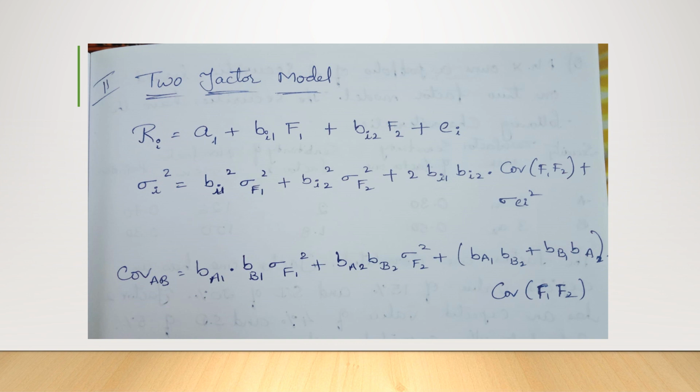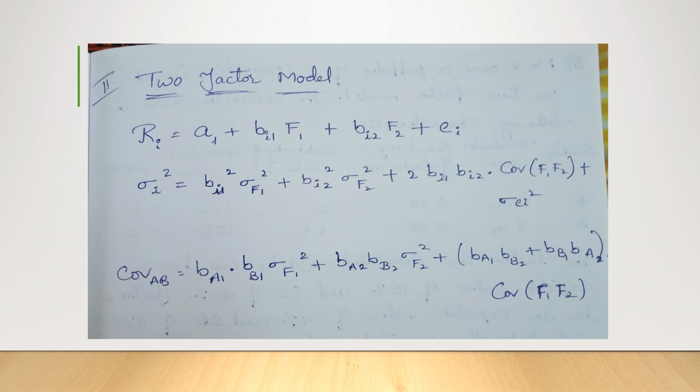So here Ai is the zero factor return, and Bi1, Bi2 are the sensitivity of the individual return to the given factors, and Fi is the rate of change in the factor. As two factors are there, you have to take F1 and F2, and Ei is the company's specific return, also called the non-factor return.